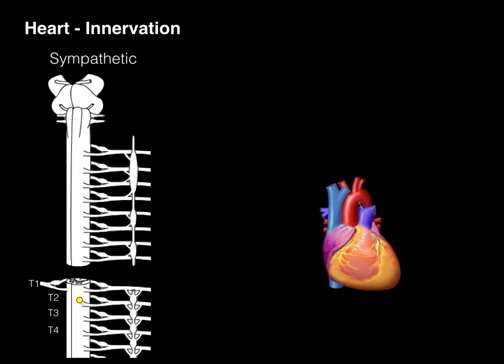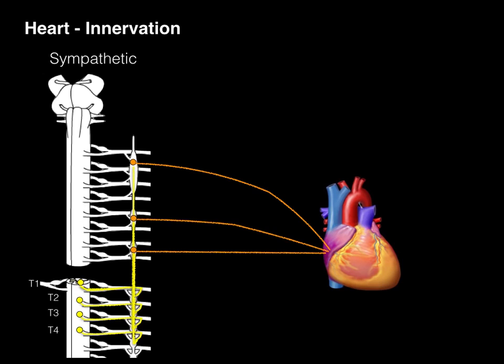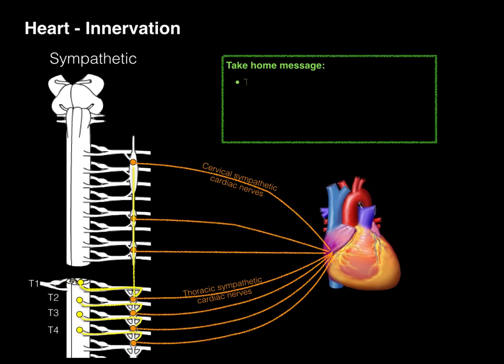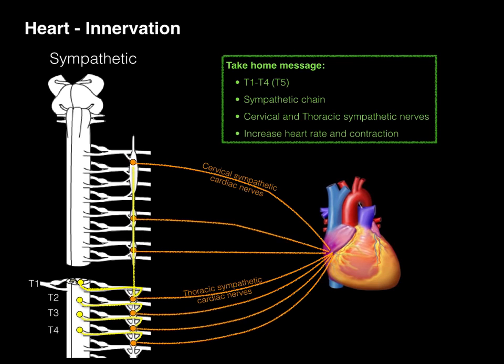And if we say one from the T2 level, another one ascends up to the middle cervical ganglion, synapses, and sends off a neuron, and that's also a cervical sympathetic cardiac nerve. And so here we have T1 to T4 all sending preganglionic sympathetics up the chain to the superior, middle, and inferior cervical ganglia. And there we now have both cervical sympathetic cardiac nerves and thoracic sympathetic cardiac nerves innervating the heart. So the take-home message is sympathetics arise between the T1 to T4 levels. The sympathetic chain is where the synapse occurs, and then the cervical and thoracic sympathetic nerves will course out to innervate the heart, which will increase heart rate and contraction.